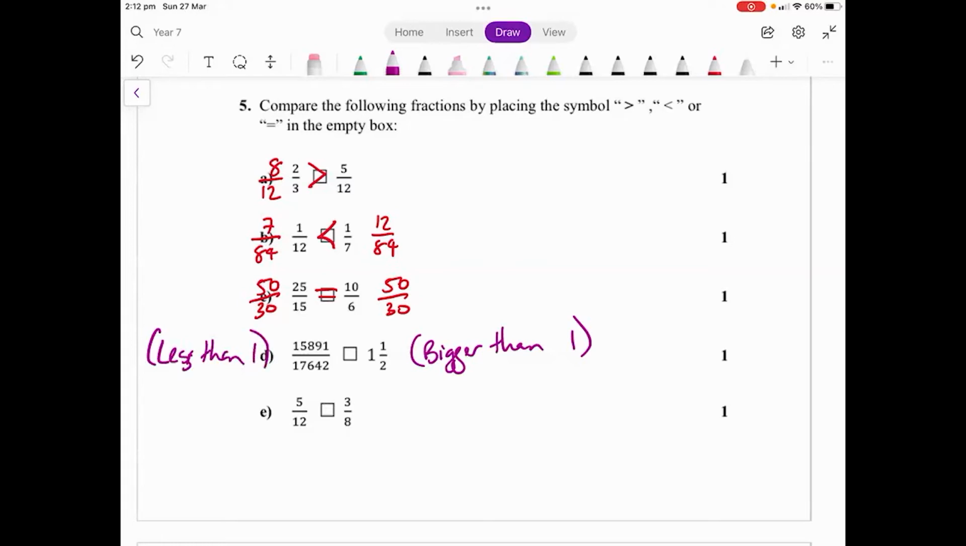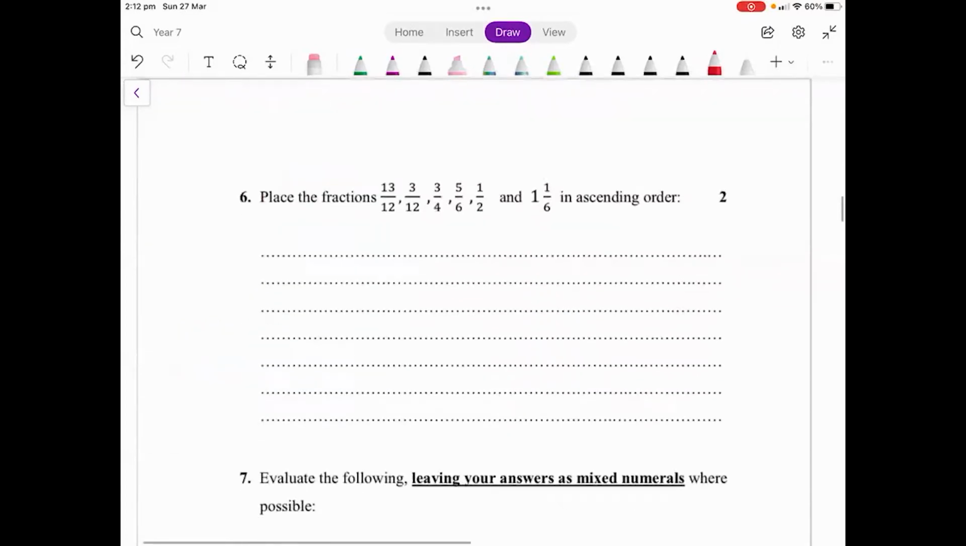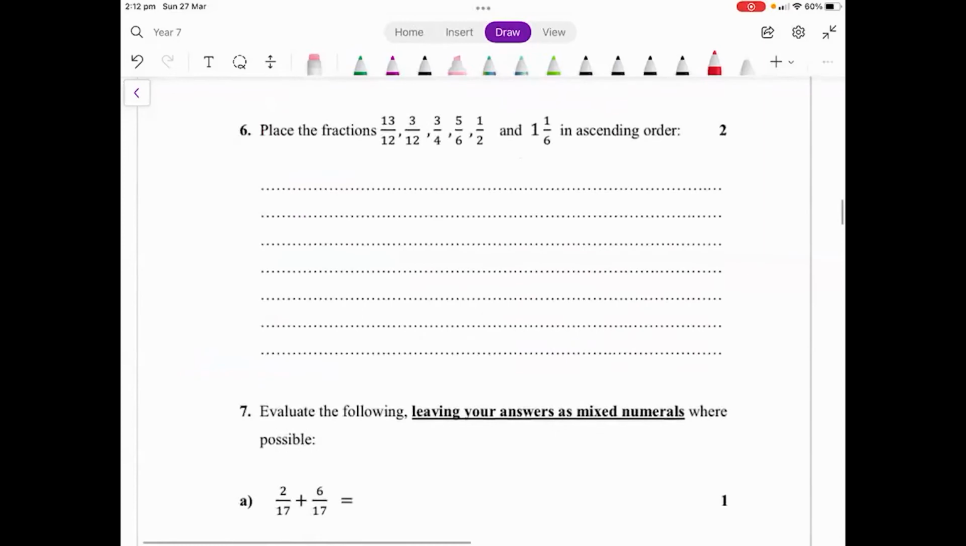Question E. I need to convert both of these. The first one, I multiply numerator and denominator by 2. So it becomes 10 over 24. And the second one, I multiply both by 3. So it becomes 9 over 24. And you can see 9 is smaller. So my arrow points to 3 over 8.